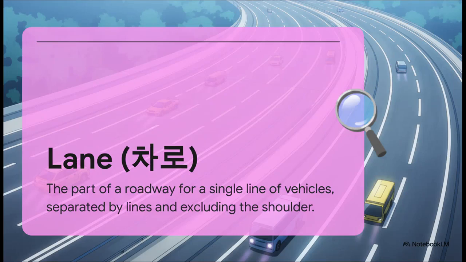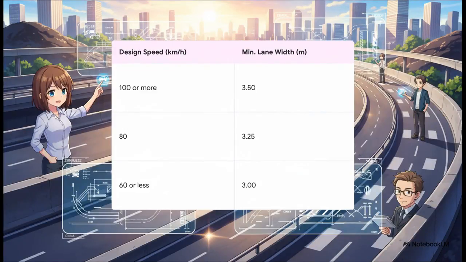The lane, or taro. It's the space your car lives in, right? The KDS says it's where a single line of cars can travel, marked out by lines. Simple enough. But its most important feature isn't the paint on the ground, it's the width. And that width? It's not just a random number someone picked. The KDS is super clear about this.